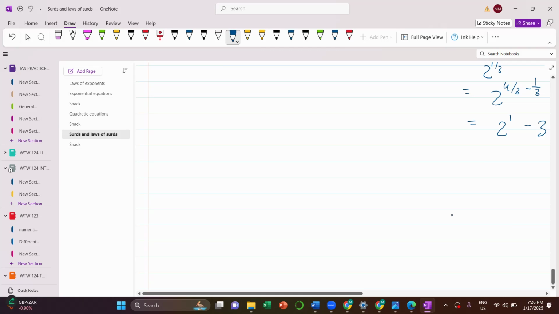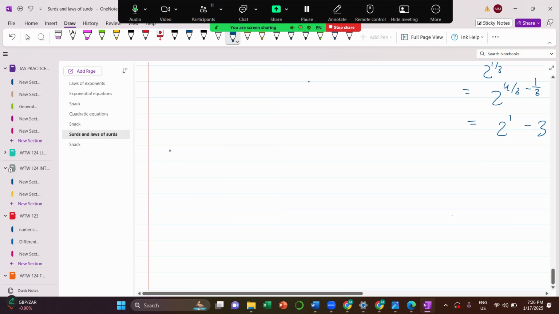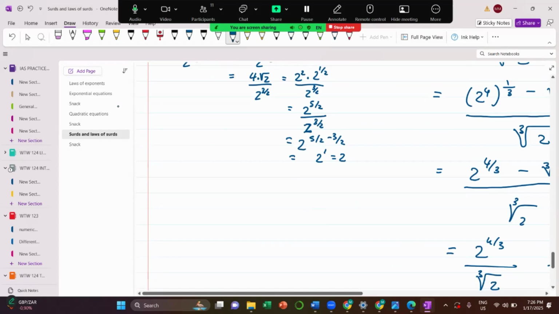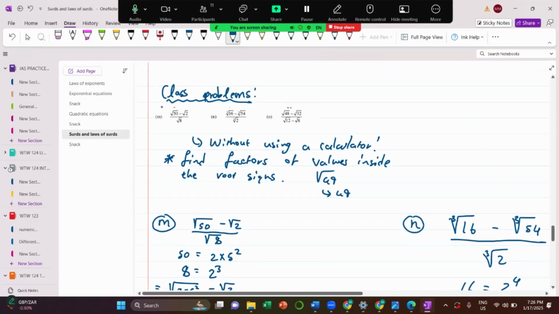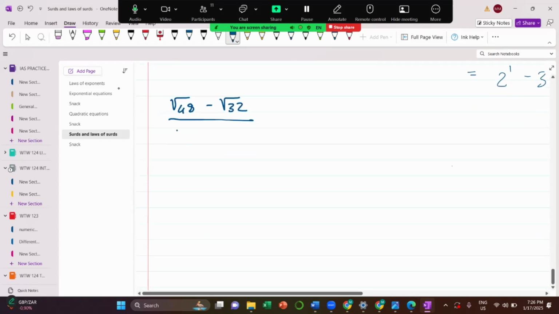So it's what? It's saying root of 48 minus root of 32 all over root 12 minus root 8. Right? So now let's look at the values inside the set. So I have 48, 32, 12, and 8.